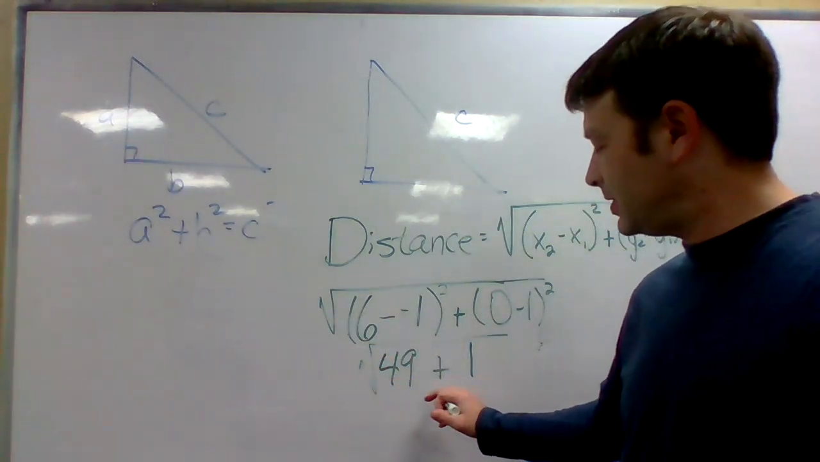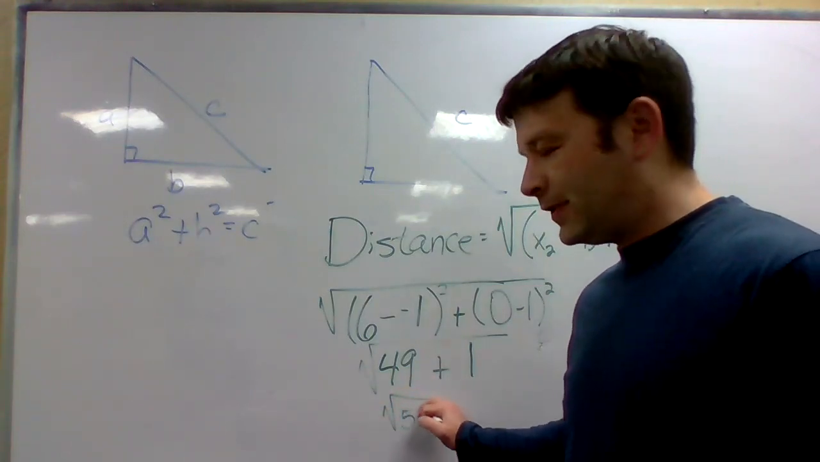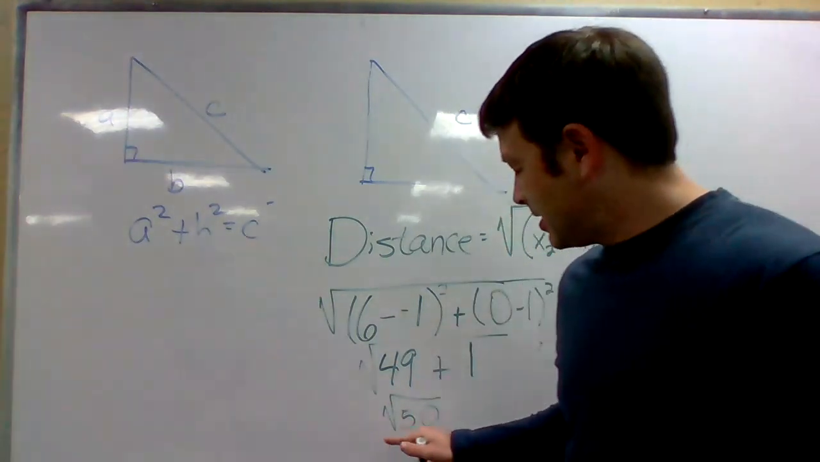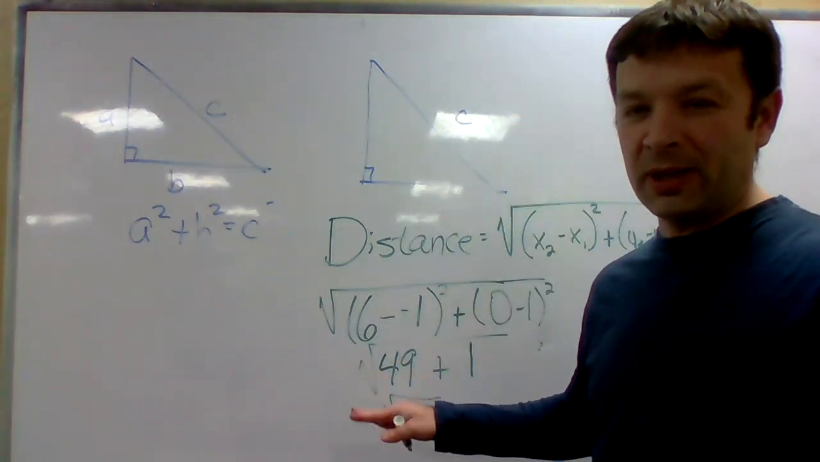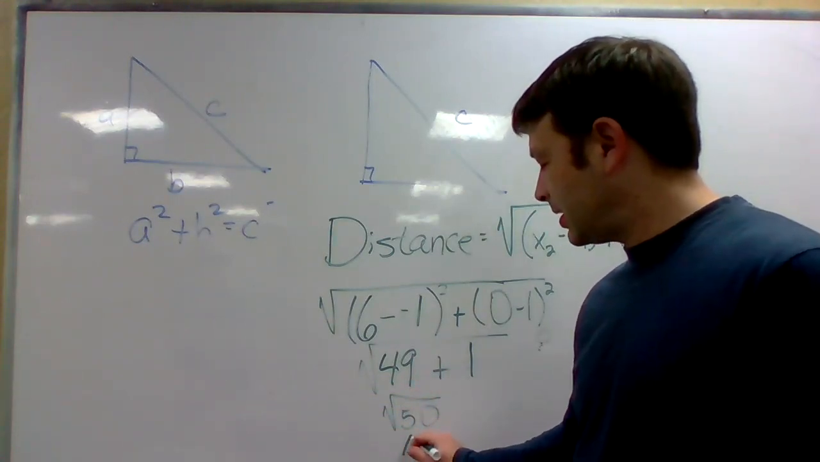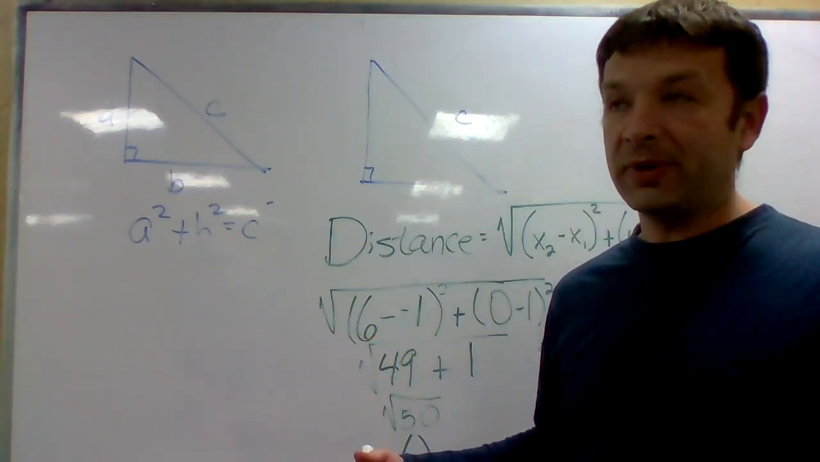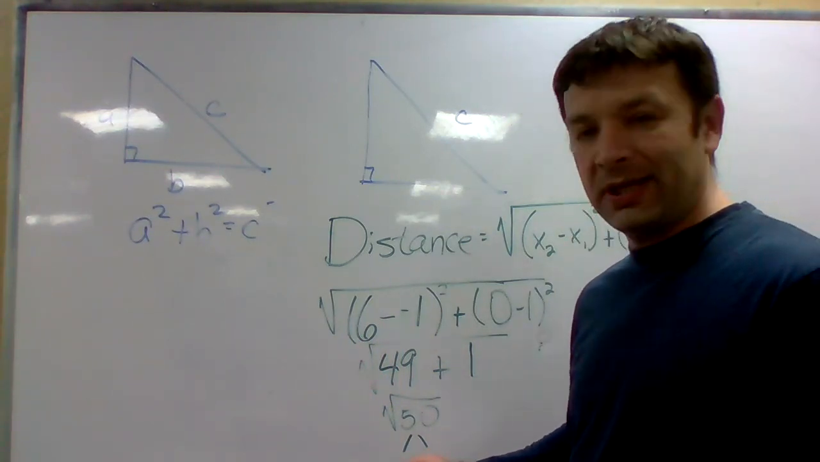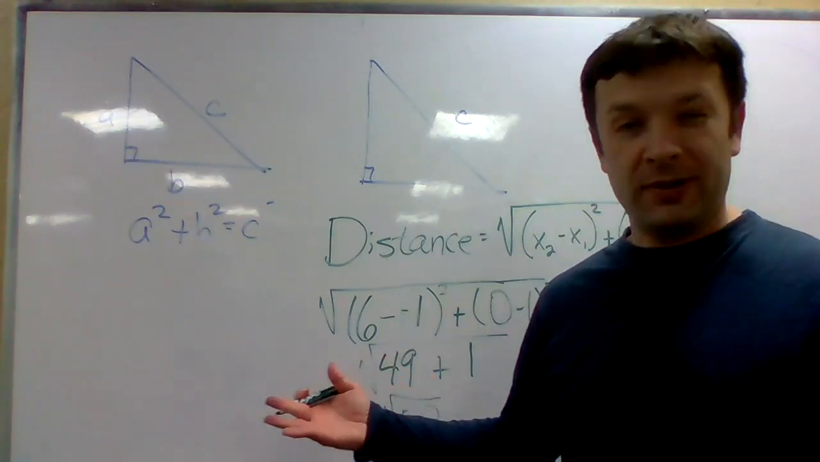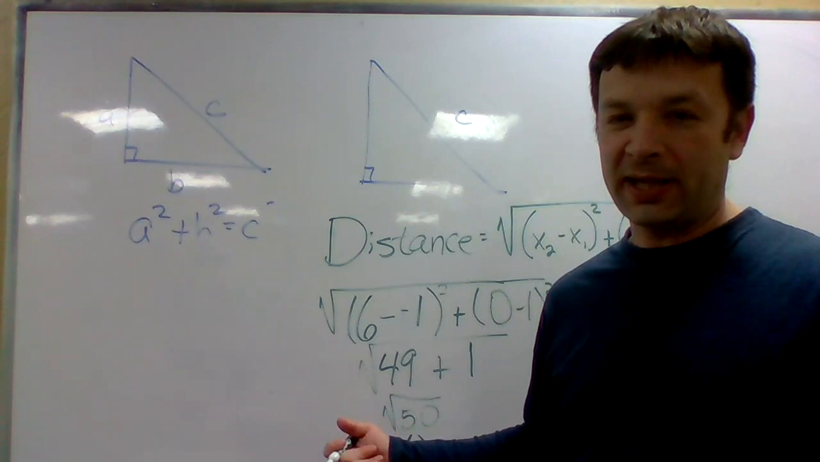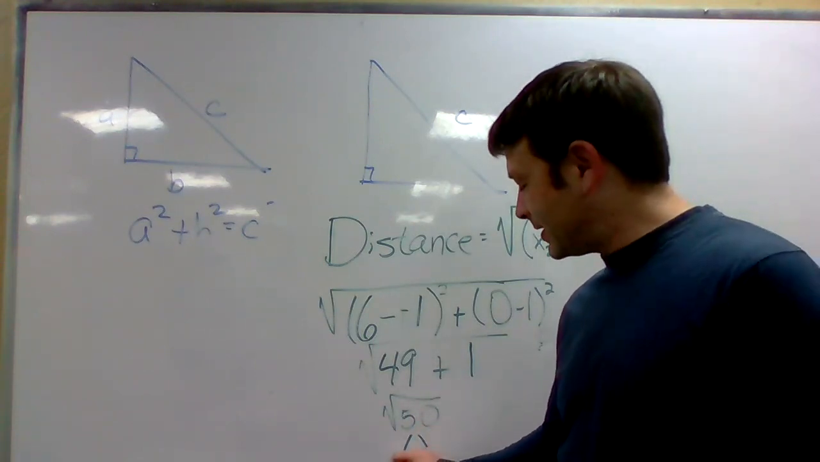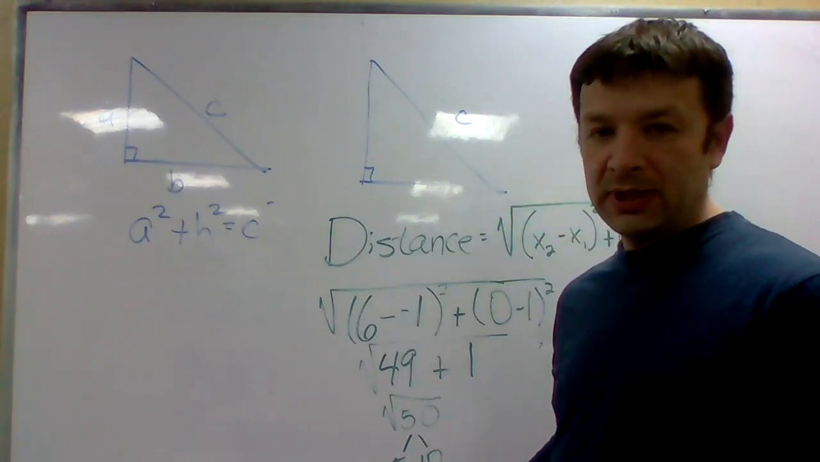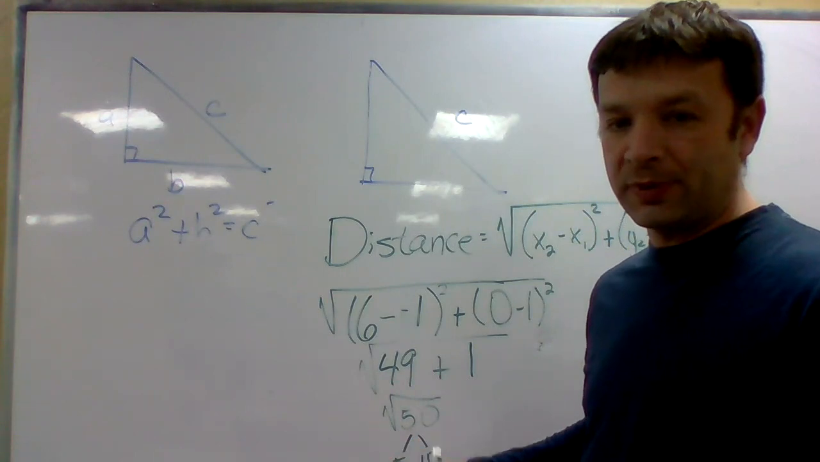49 plus 1 is 50. Square root of 50. 50 does not have a square root. It's not 25. 25 times 25 is like 625. But it can simplify. There's a double inside of 50. And if you're not sure, you just got to kind of play with it and figure out if there is anything. 50 is 5 times 10, and 10 is 5 times 2. So there's a double 5 in 50. If it's got a double in it, it's going to simplify.